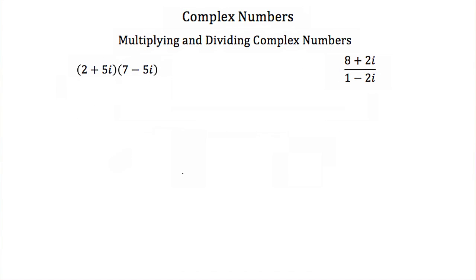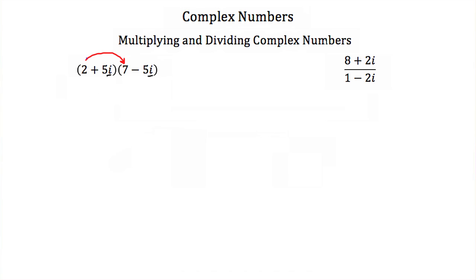Now when you multiply two complex numbers, here we have 2 plus 5i times 7 minus 5i. Again, just treat i like it's a variable. Pretend it's a variable, and then you would just FOIL these numbers out. So you would take the first terms and multiply them together.